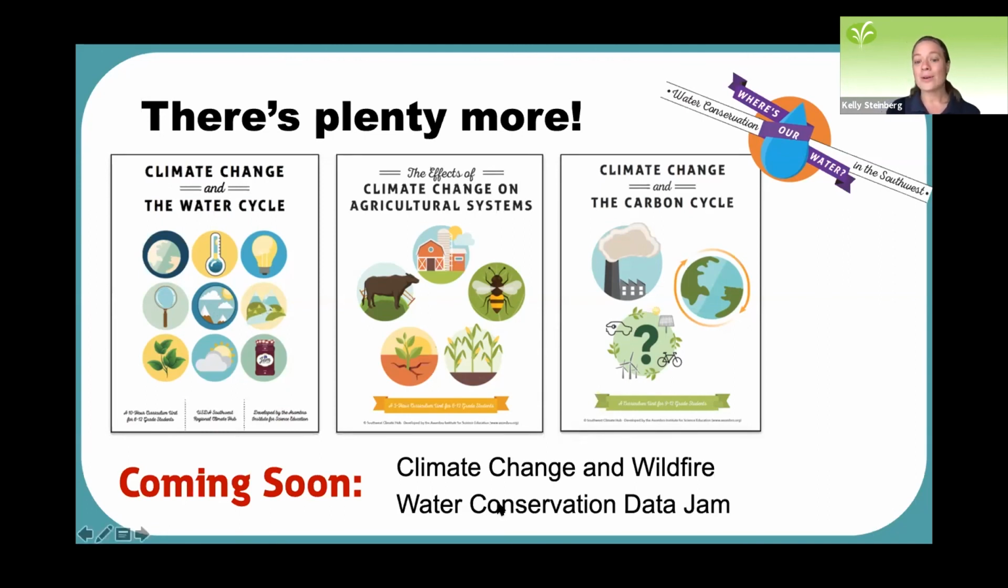But then we also are working on a climate change and wildfire unit. We're just waiting to get back into schools and pilot test those lessons with students. And then another data jam, the water conservation data jam, which is a big data jam project. That one you could drag out for weeks if you want, and a lot of fun too. So those will be coming hopefully by the end of the year up on the asombro.org/climate website.